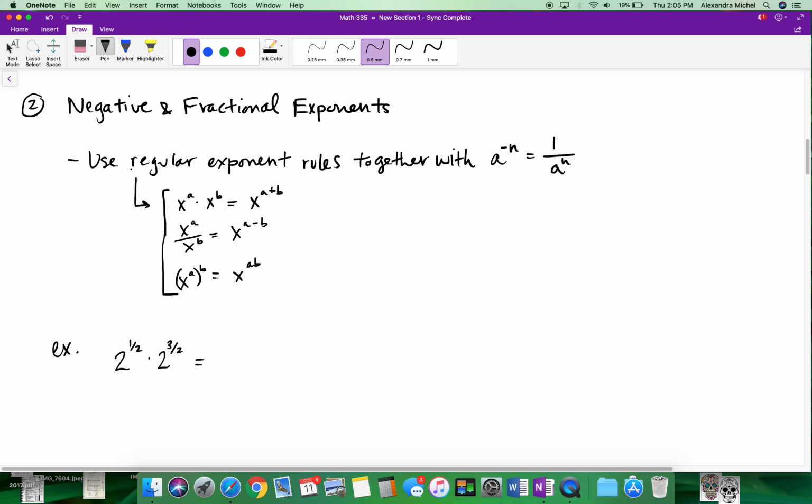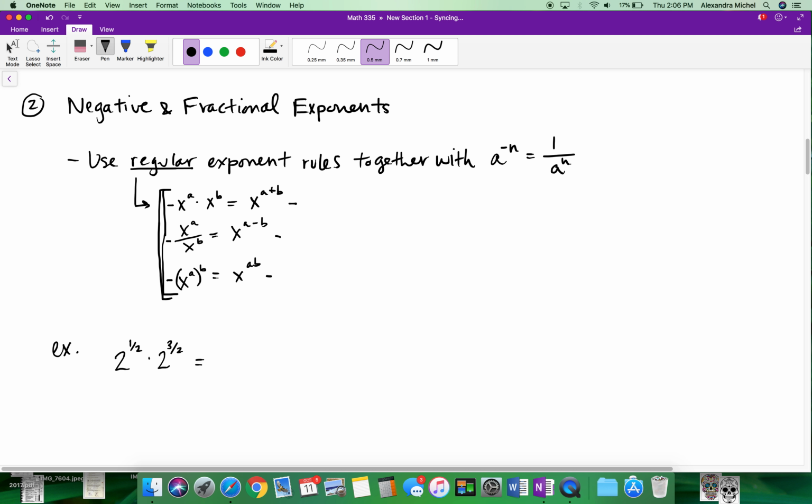Basically we're going to use our regular exponent rules, which are these three main ones here. When we have a product of a base to a power times the same base to a different power, we add the powers. When we have a quotient of the same thing, we subtract the powers. When we have x raised to an exponent and that whole expression raised to another exponent, then we multiply the exponents.